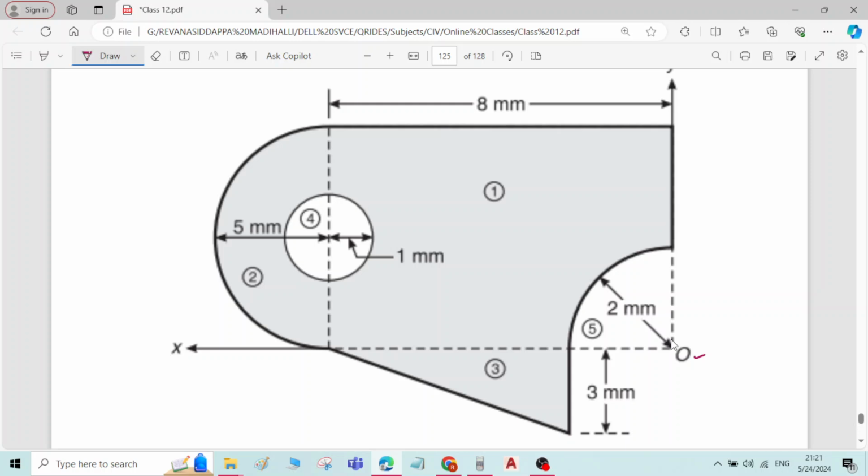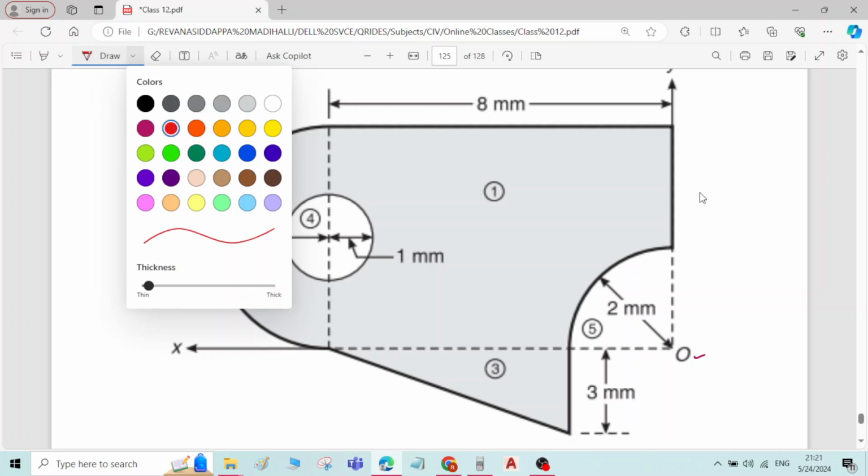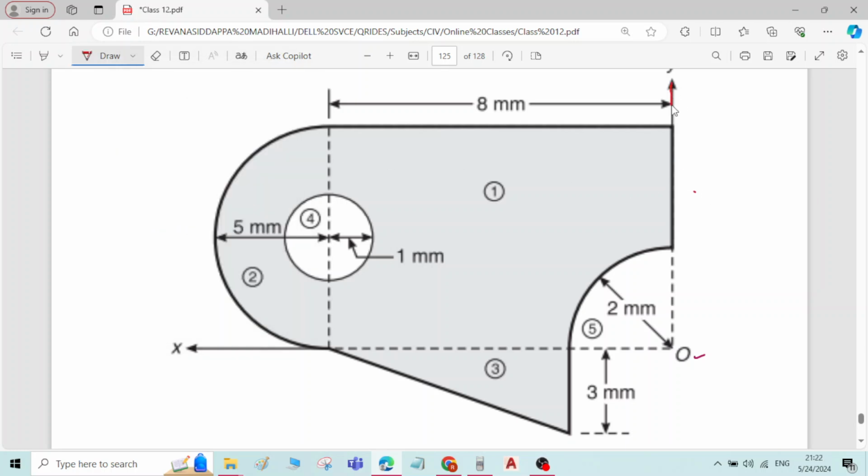Which means that while drawing the reference axes, you have to draw them with respect to point O only. So now I'll draw the reference axes by taking O as origin. This is the reference Y axis and this is the reference X axis.